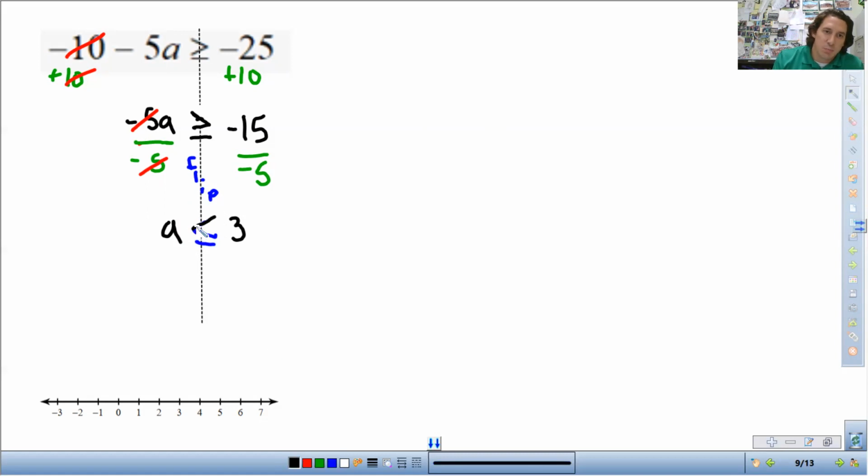So I'm going to go to 3. It's a closed circle since there's a line underneath it, and I shade to the left. I need to shade values less than 3. That is to the left this time.